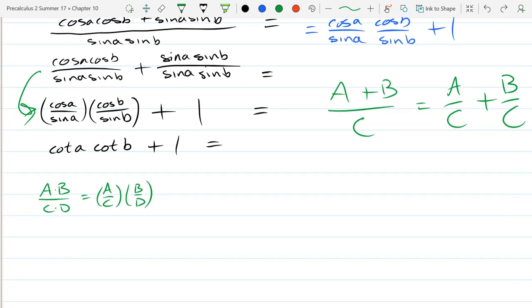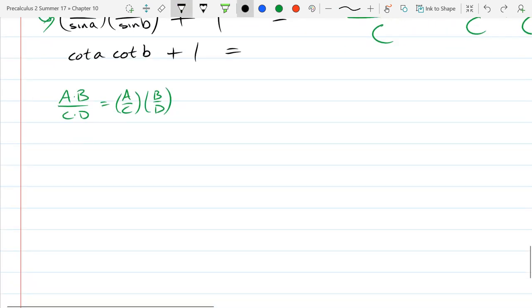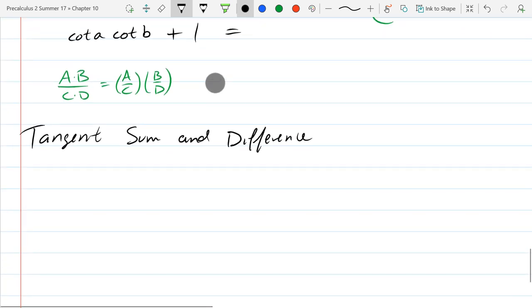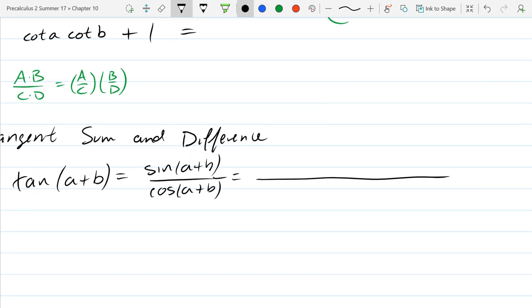So we're going to look at tangent, sum, and difference, and then two more examples from that. So where do these come from? Tangent is sine over cosine. We know what to do here. Sine A plus B.